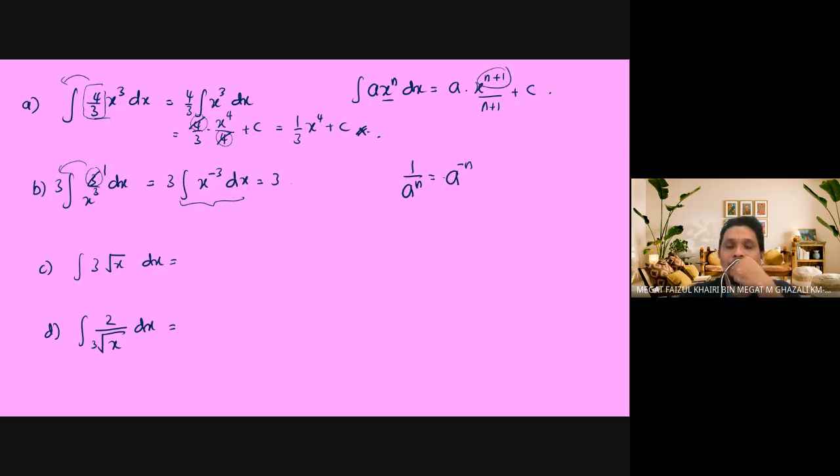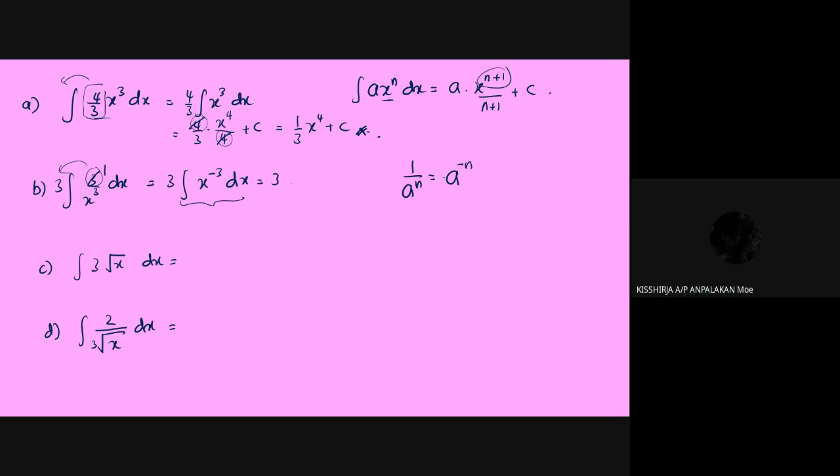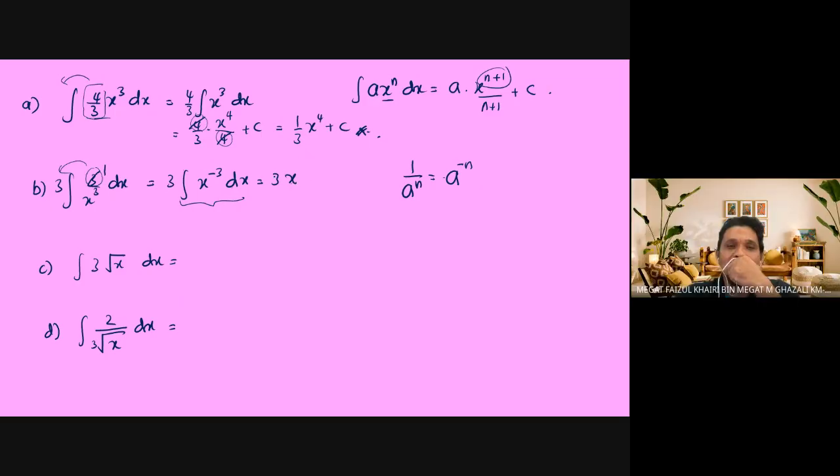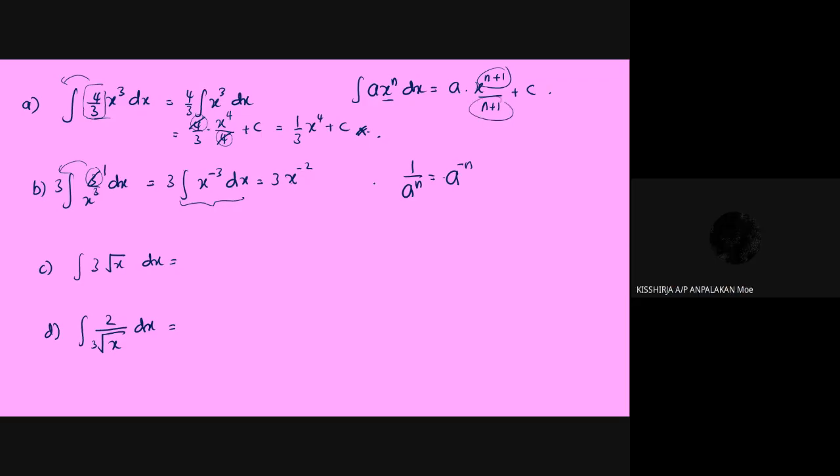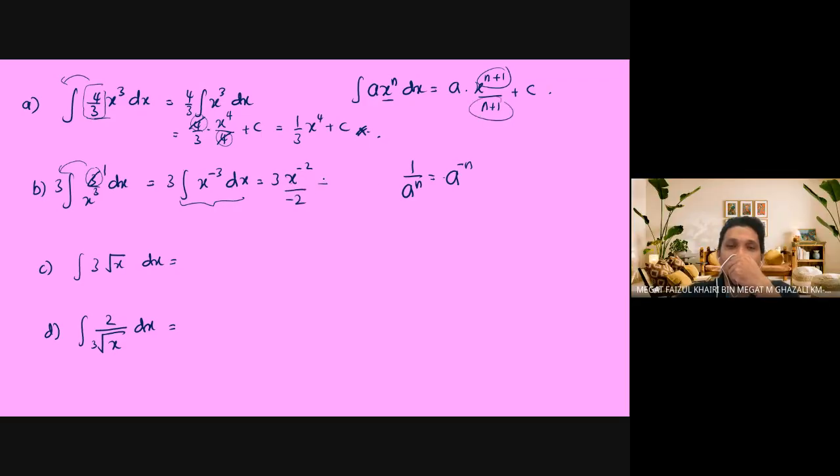x to the power of negative 3 plus 1, which is negative 2, over negative 2, plus C. So simplifying this, plus C.